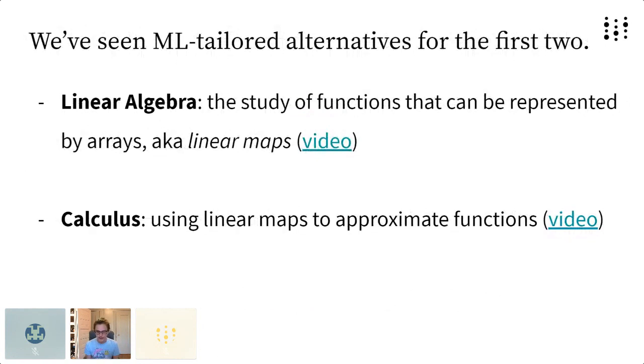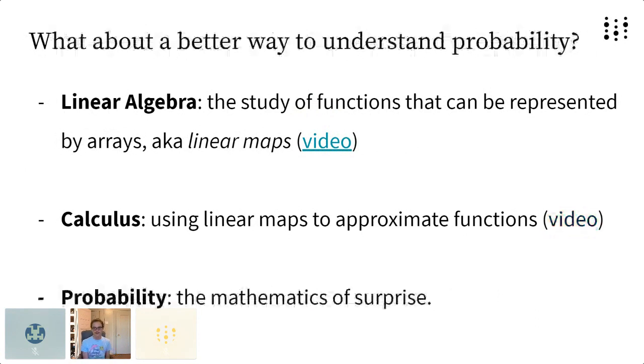In the two previous salons, I talked about how linear algebra is maybe a little bit more like computer programming, that it's the study of functions that can be represented by arrays more than it is the arrays themselves. In the most recent salon, I talked about how calculus is more about using those linear maps to approximate functions, at least the way we use it in machine learning, where we mostly care about gradients. So I'm going to round out this series, at least for now, by talking about a better way to understand probability. And that's to think of probability as the mathematics of surprise.